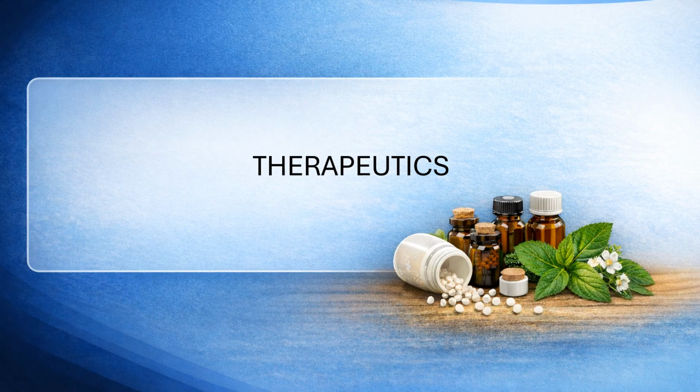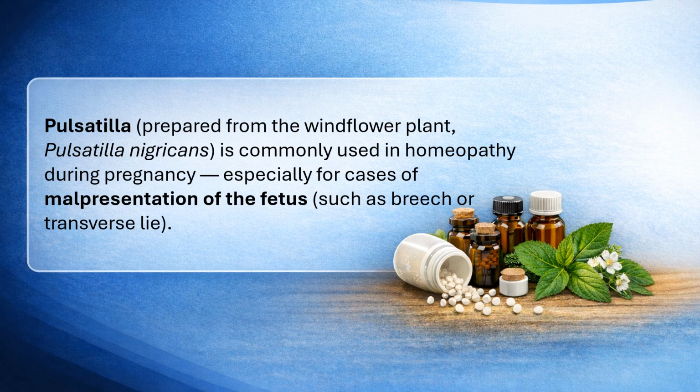Homeopathy plays a supportive role in managing such conditions by promoting the natural correction of the fetal position and improving the uterine function. Among the homeopathic remedies, Pulsatilla is one of the most widely used medicines for malpresentation. Pulsatilla is prepared from the windflower plant, and it is commonly used in homeopathy during pregnancy, especially for cases of malpresentation of the fetus.